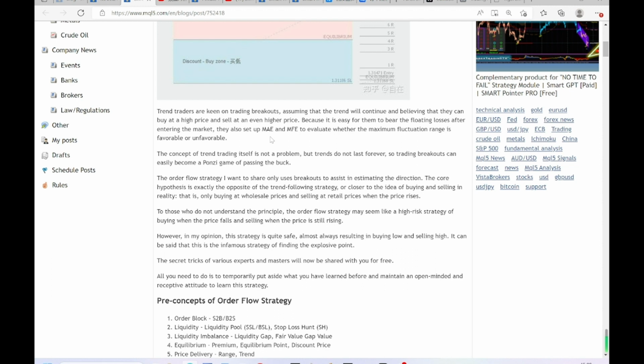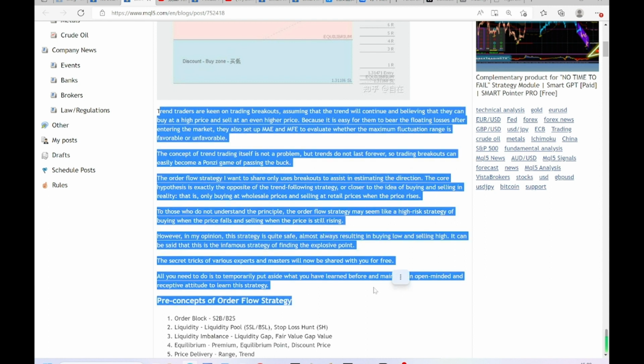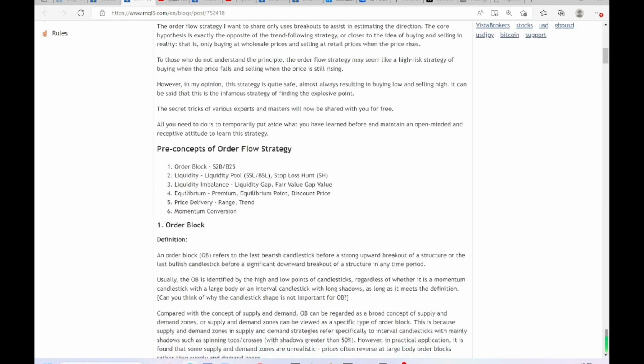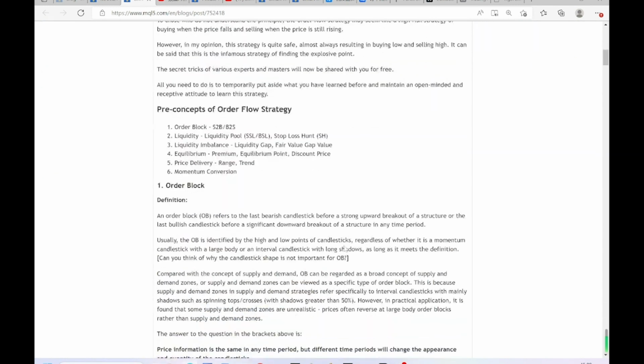Trend traders are keen on trading breakout, presuming that the trend will continue and believing that they can sell at an even higher price. In the order flow strategy, price breakout or structure breakthrough are only used to assist in estimating the direction, while the entry position requires waiting for the price to return to the wholesale price, which is near the order block, and waiting for the price to rise, selling under the retail price, which is near previous high or breaks through the previous high.